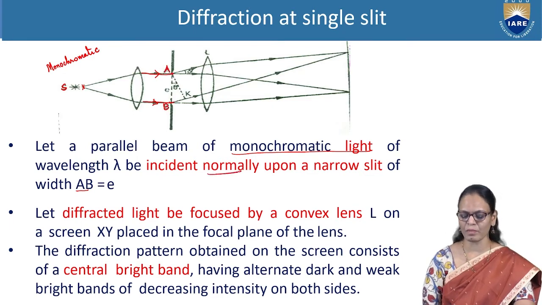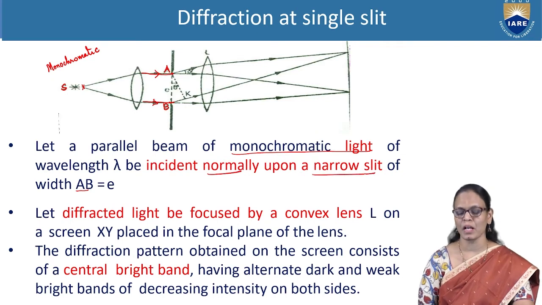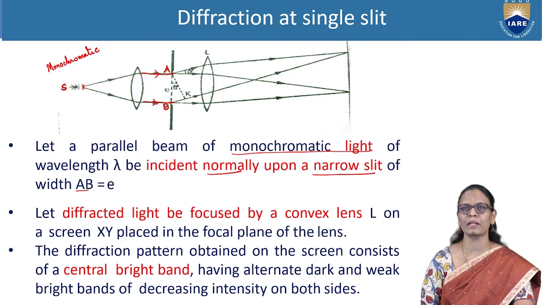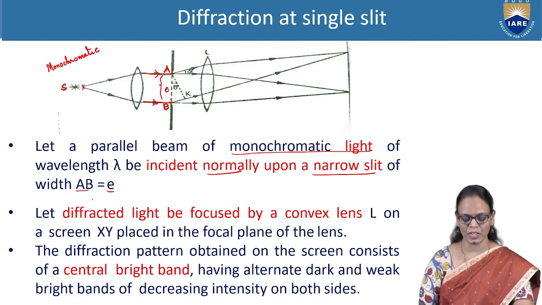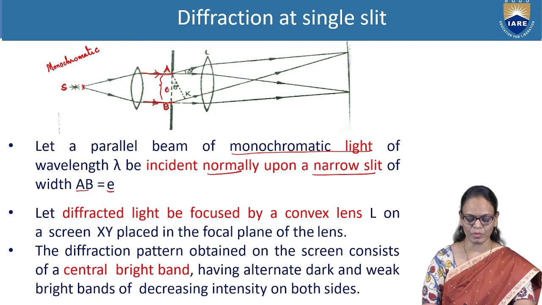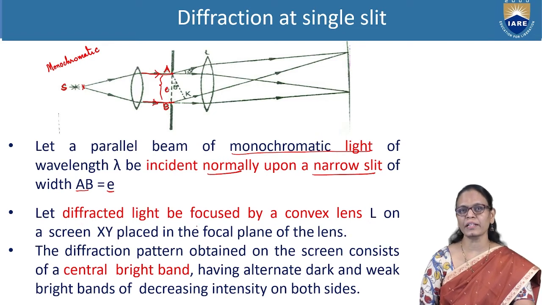So incident normally upon a narrow slit. And the width of the slit should be very small. We have seen it should be comparable with the wavelength of light. The width of the slit is given by small e. Small e represents the width of the slit. Now, let the diffracted light be focused by a convex lens L.